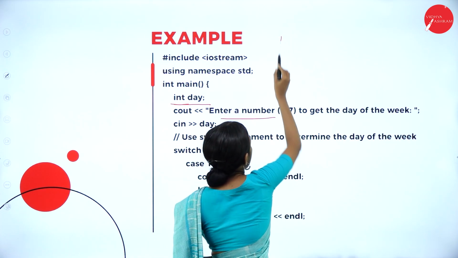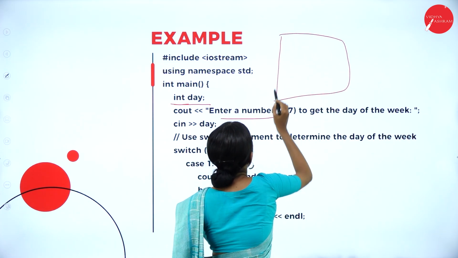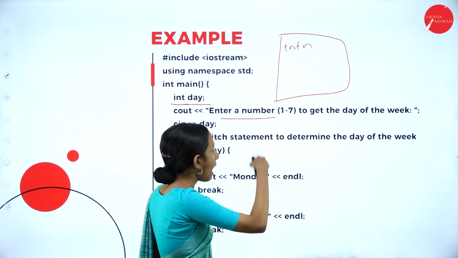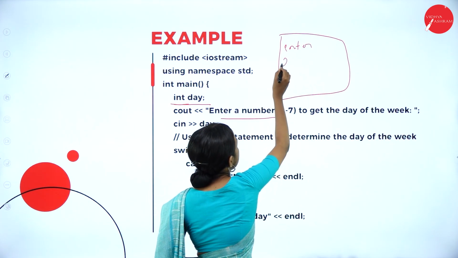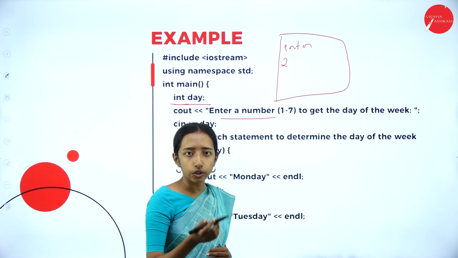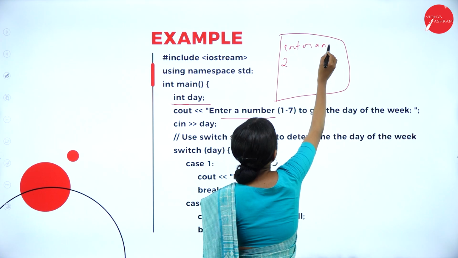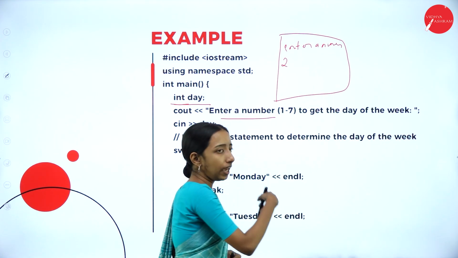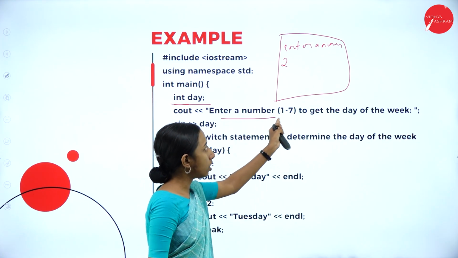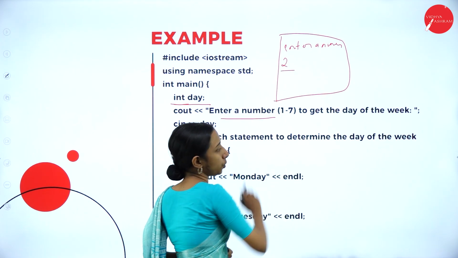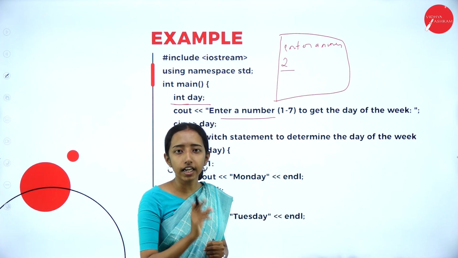So we will have an output screen, and there will be an enter. This cout will be there, and we will be entering 2. In the output screen, we will get the enter a number statement executed. Enter a number 1 to 7 to get the day of the week. As a user, I will be entering 2.